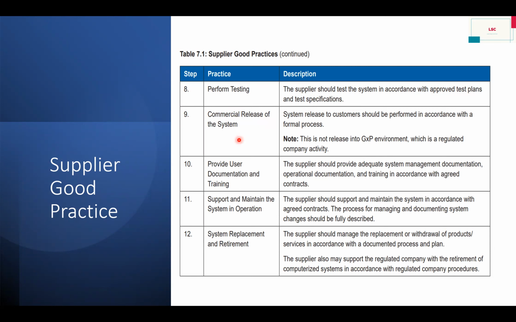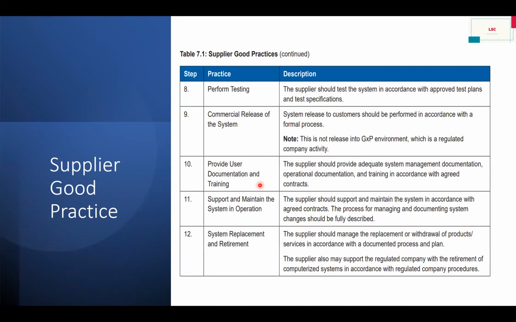Commercial release of the system. System release to customer should be performed in accordance with the formal process. This is not release into the GxP environment, which is a regulated company activity. Okay, the GxP environment is not related to that. That is the responsibility of the regulated company.